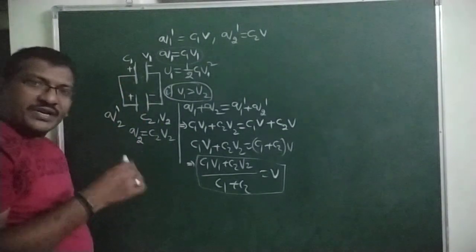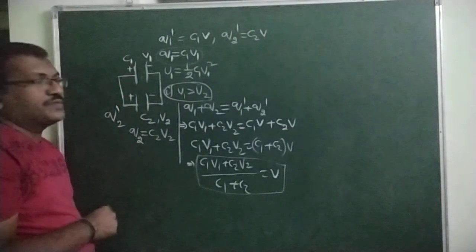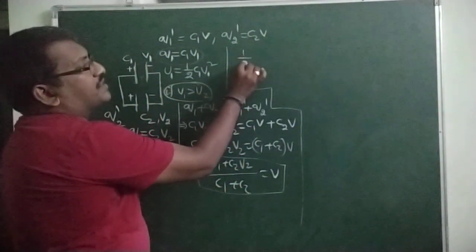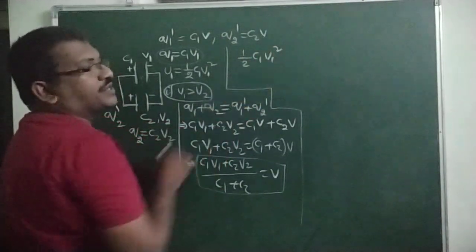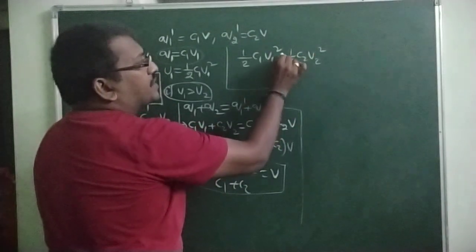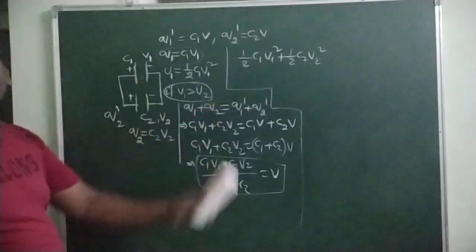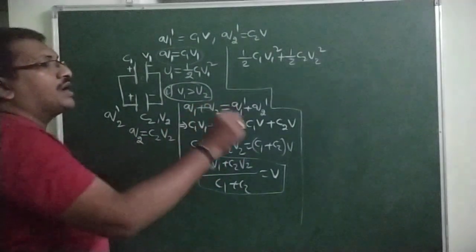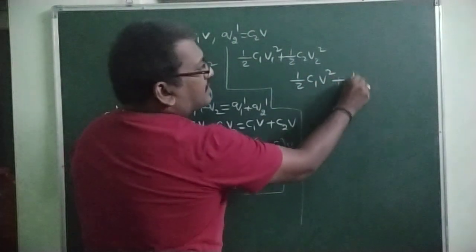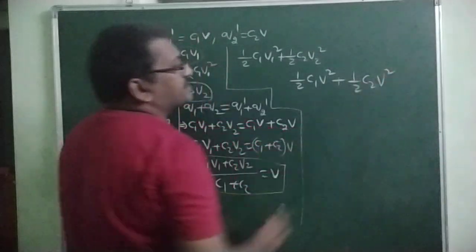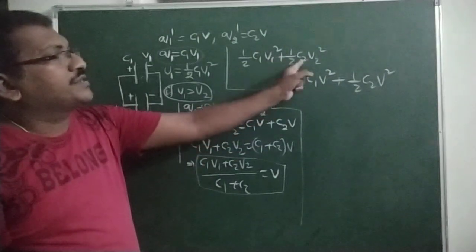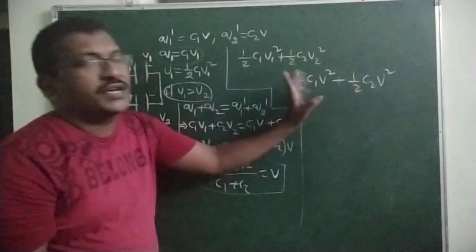In this process, some energy is lost. What is the loss of energy? Before connection, the energy of the first capacitor is half C1 V1 square, and the energy of the second capacitor is half C2 V2 square. So before connection, the energy of the system is half C1 V1 square plus half C2 V2 square. After connection, the energy of the system is half C1 V square plus half C2 V square. That means the energy of the first capacitor plus the energy of the second capacitor after connection. This is the energy of the system before connection, and this is the energy of the system after connection.